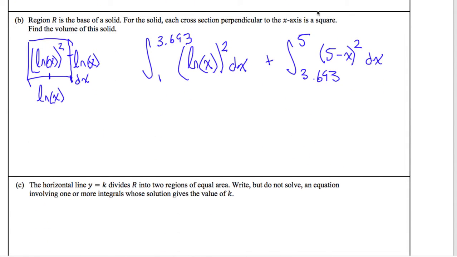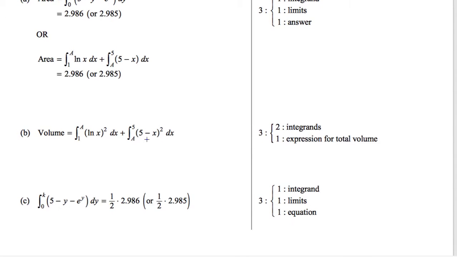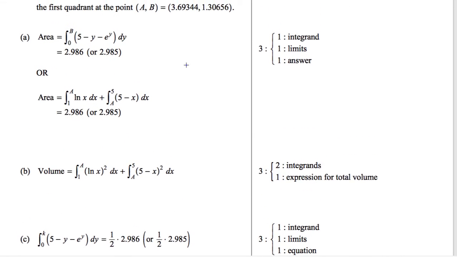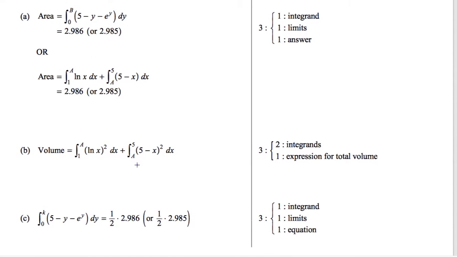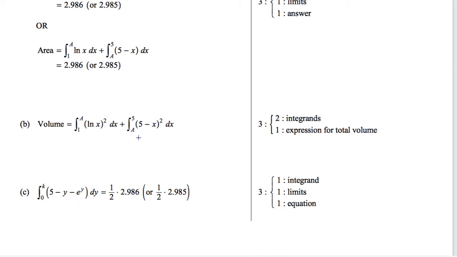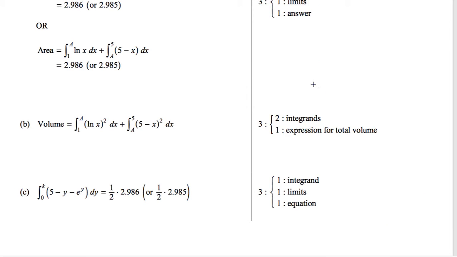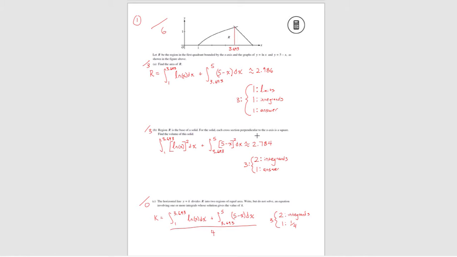And then the answer here, according to our solution guide, is, do we need an answer? Find the volume of the solid. Why is this not giving us an answer for volume? Don't know what's going on there. Let's go to my key that I made. 2.784.